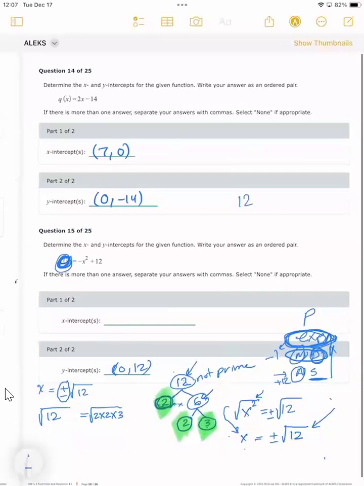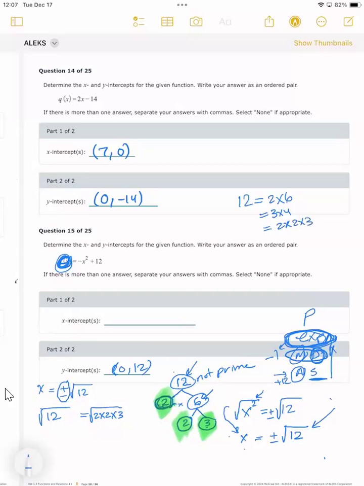12 is 2 times 6. 12 is 3 times 4. 12 is 2 times 2 times 3, right? These are all factors. These are called factors of 12. We don't call these guys prime because 6 is not prime, so we don't call these prime factors. 3 times 4 is not considered prime because 4 is not a prime number. But 2, 2, 3 is considered prime factors of 12 because 2, 2, and 3 are prime numbers.